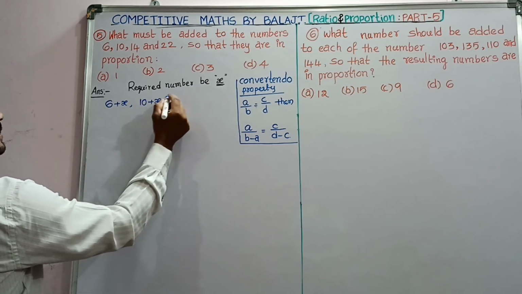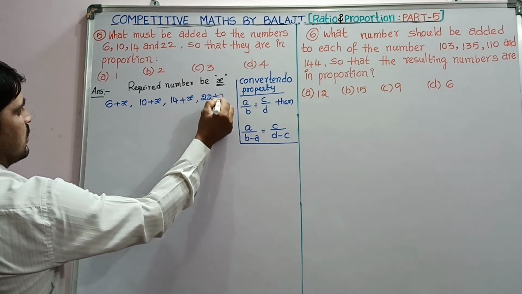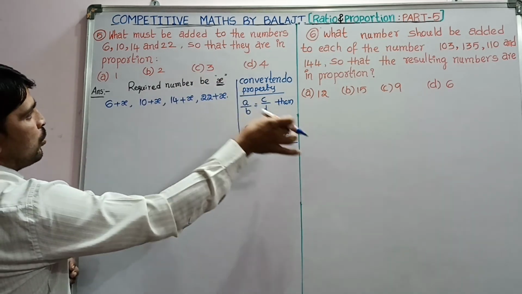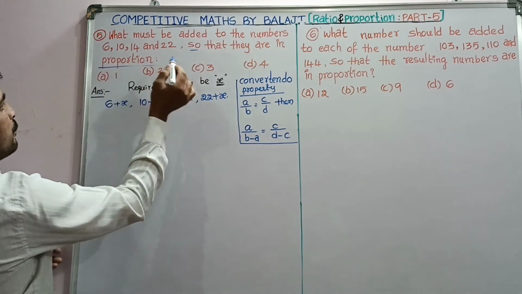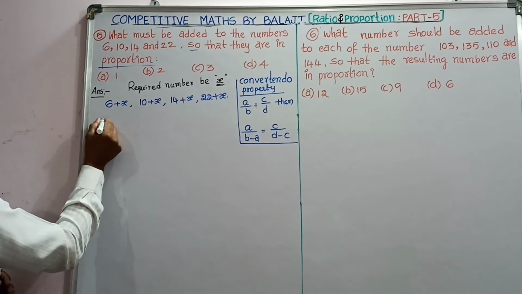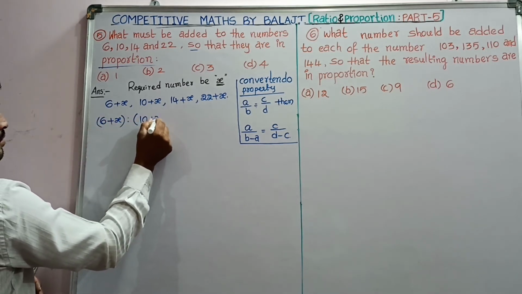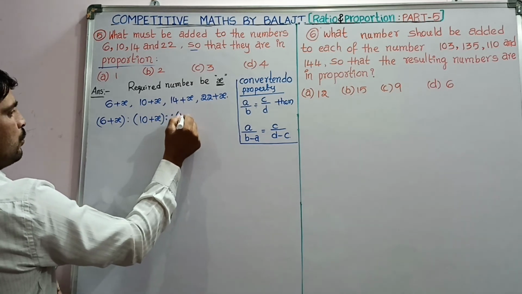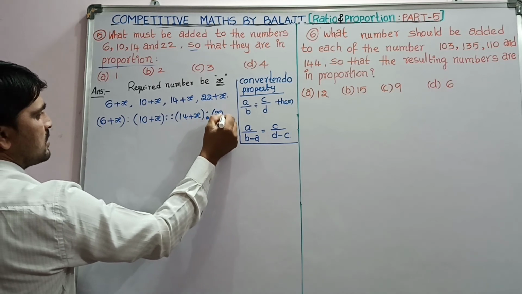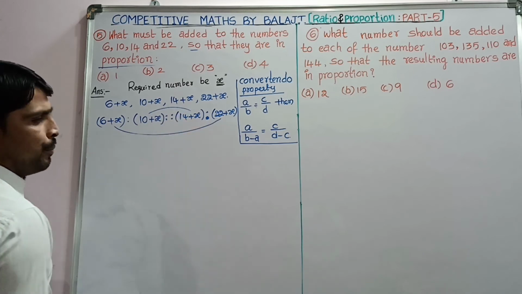6 plus x, 10 plus x, 14 plus x, and finally 22 plus x. Now, these are the new numbers. These are in proportion. If we add x to each number, the obtained numbers must be in proportion. Now what does it mean? 6 plus x is to 10 plus x as 14 plus x is to 22 plus x. We know that product of extremes equals product of means.